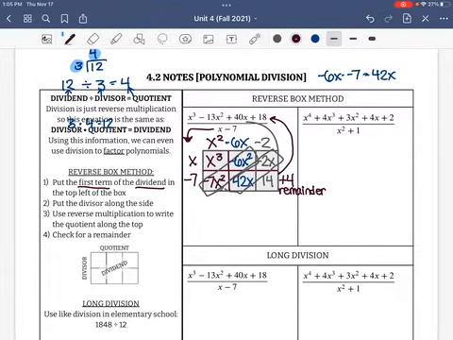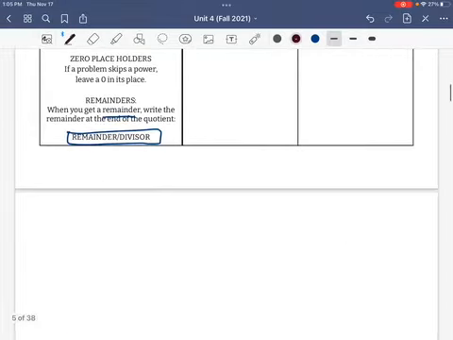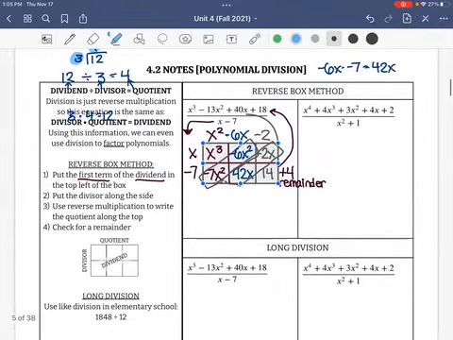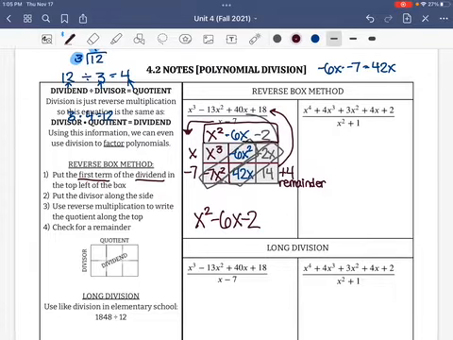And when you have a remainder in a division problem, you need to write it as a fraction over whatever you were dividing by. So my final answer to this problem is going to be x squared minus 6x minus 2, because that is the thing I would multiply x minus 7 by to get what I was trying to get to. Then if you have a remainder, you have to add it as a fraction over whatever thing you were dividing by.